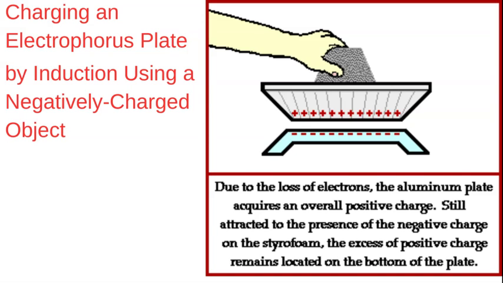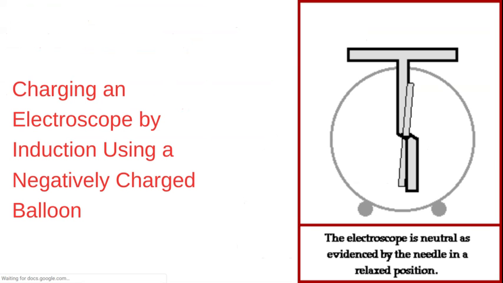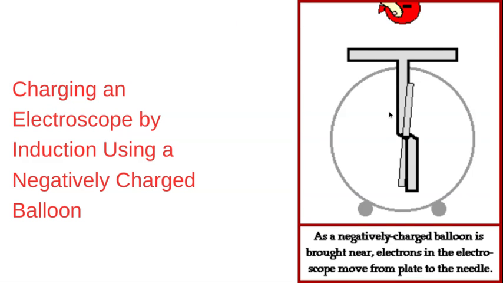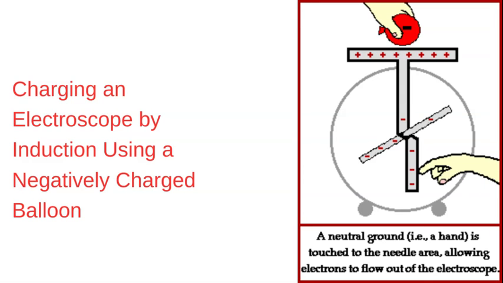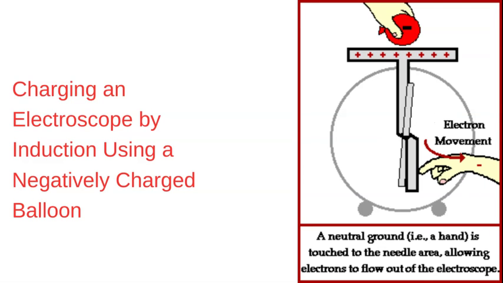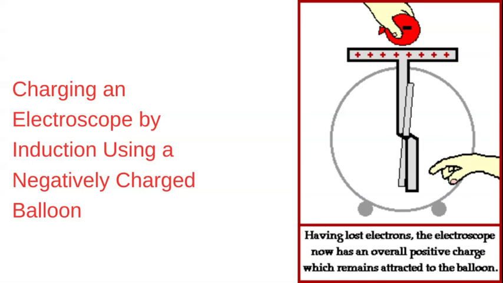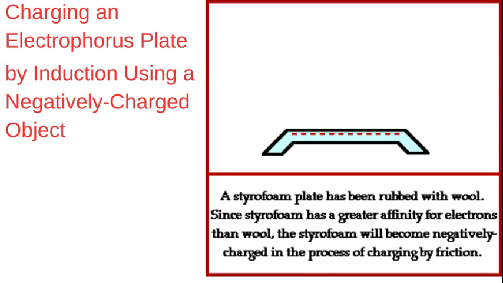Now let's do one more example here. So here we have a neutral electroscope, a piece of metal. We have a negatively charged balloon, which pushes the electrons down. And if you touch it, you could push the electrons out of there and leave the electroscope positive in that case. So there's a couple of examples.